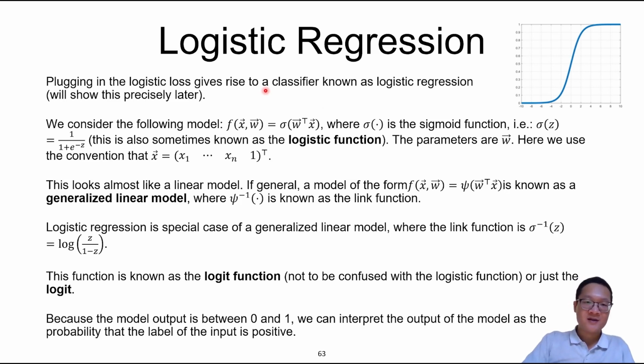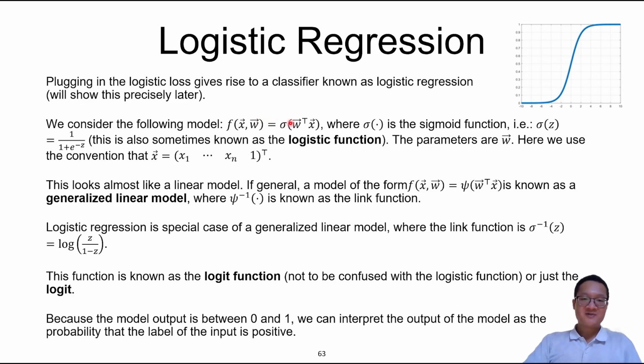Okay, so in logistic regression, we use this model, f of x, w equals sigma of w transpose x, where sigma is the sigmoid function. Previously, we introduced the sigmoid function as an example of a commonly used activation function, but it's also used in logistic regression as well. So the sigmoid function is actually sometimes known as the logistic function. The parameters are w, and just to save us some trouble, we're going to assume that we have a 1 appended to the end of the vector x. So we do allow for a constant term.